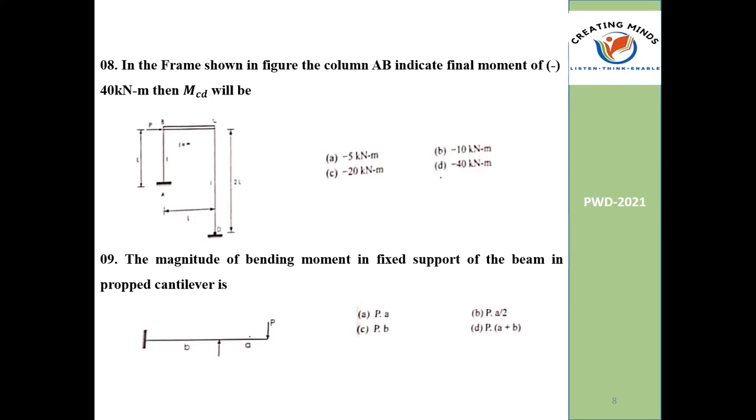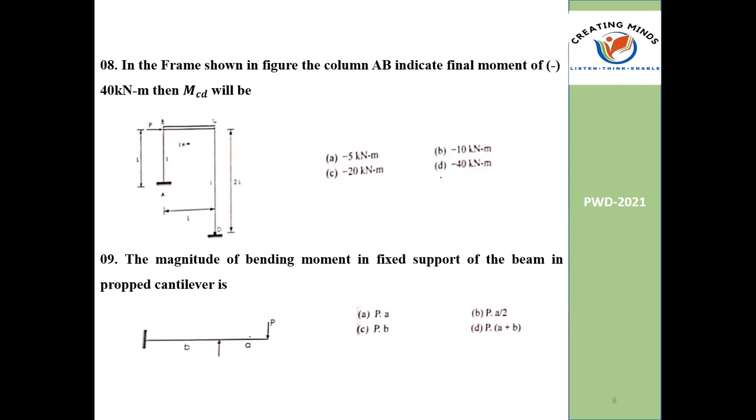PA by 2. PA, sir. D, maybe. Option P into A plus B. What is the propped cantilever moment? PA. So first of all, it will be PA, the moment which is acting. And since the far end is fixed, the moment which will be acting at the fixed end will be half of the applied moment. So PA by 2. Any other explanations from others?